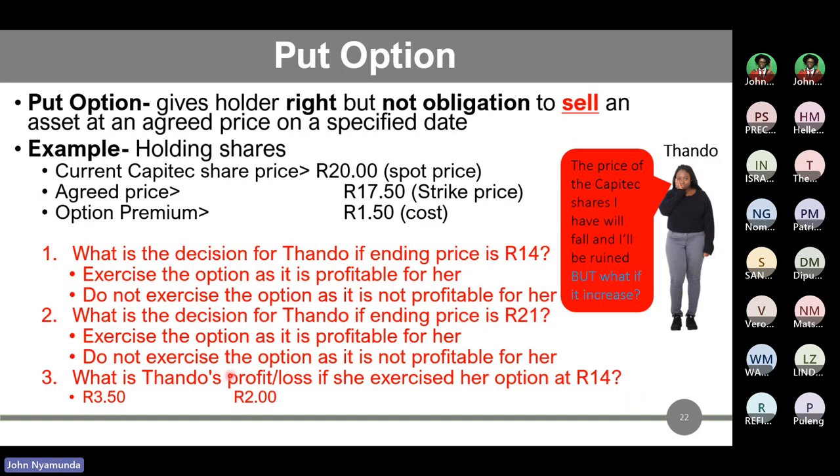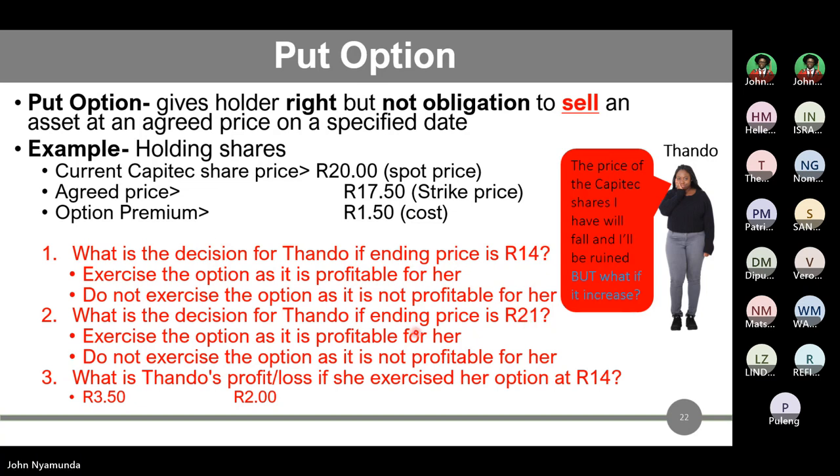Okay, ladies and gentlemen, if you said do not exercise, 100%, because now instead of selling at maturity at 17 rand 50, Tando can sell in the market at 21 rand. So the second option is do not exercise. This is a put option. She's holding the shares, she goes in the market, she sells at 21 rand. That's it. She is not going to play around with this 17.50 because she can sell her shares at 21 rand.